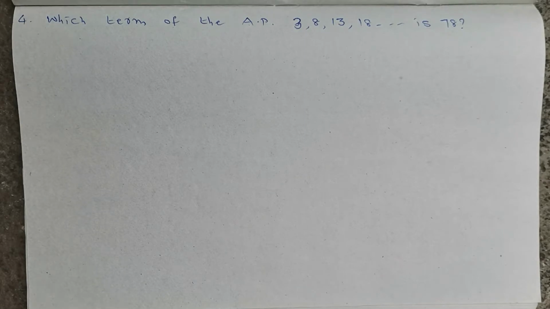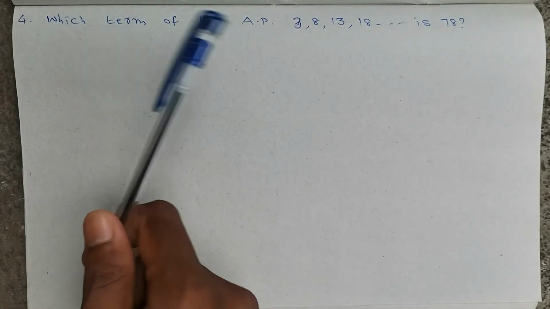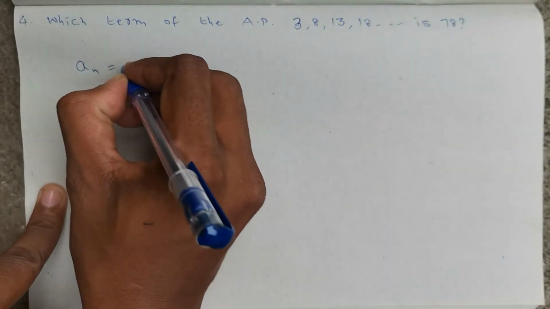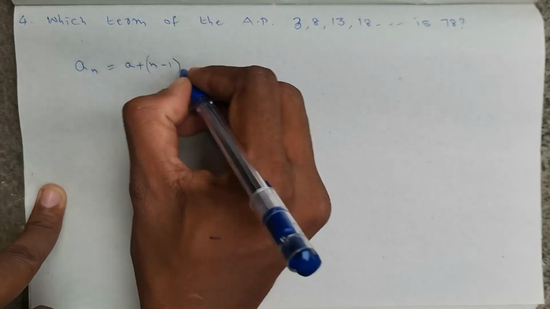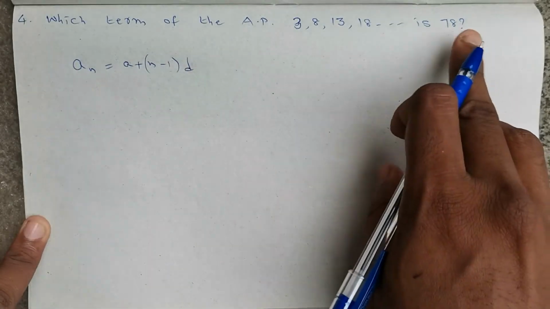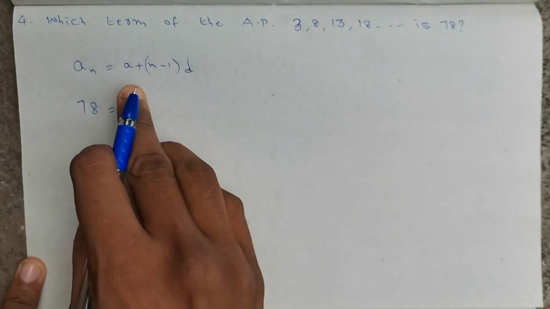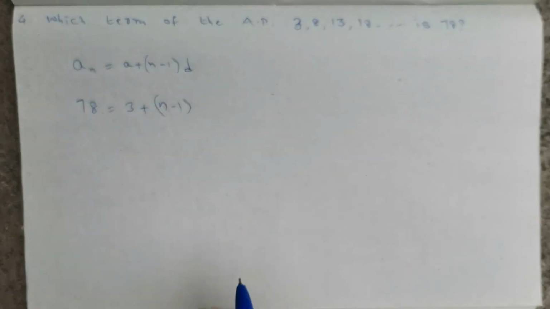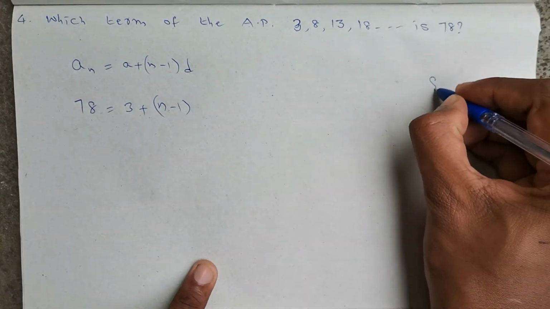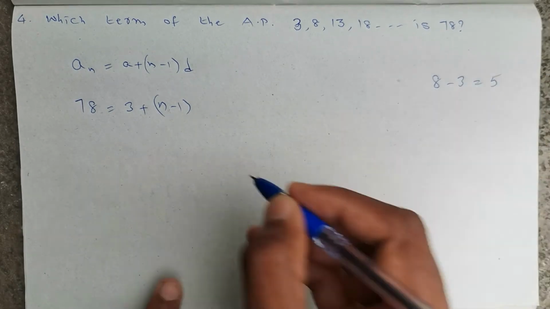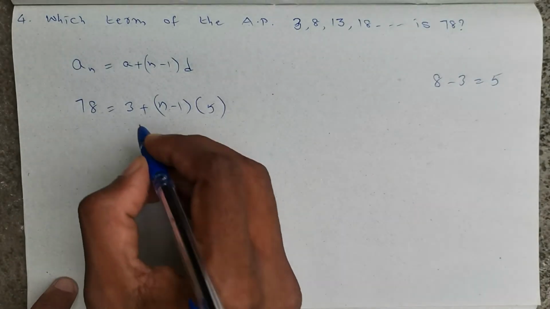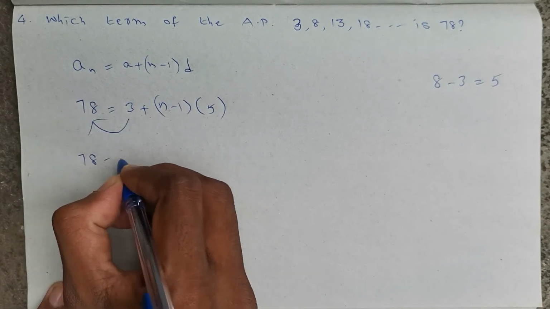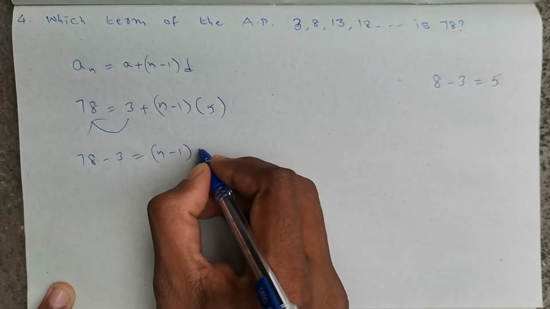Okay, the next question is, which term of the AP 3, 8, 13, 18 and so on is 78? So whenever they are asking the question which term, simply take the nth term formula. An is equal to a plus n minus 1 into d. An or nth term is nothing but 78 is equal to a, the first term, 3 plus n we need to find out, n minus 1 into d, common difference. Here second term 8 minus first term 3, so 8 minus 3 is 5, common difference is 5.